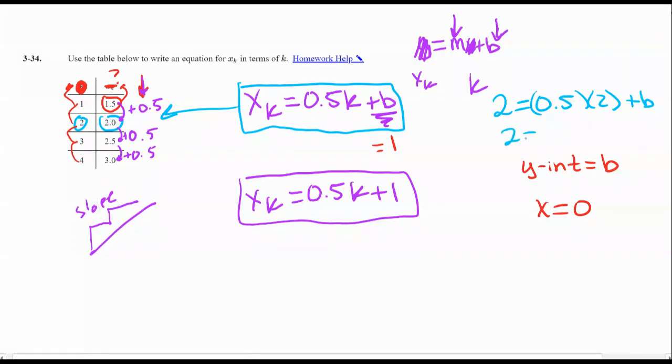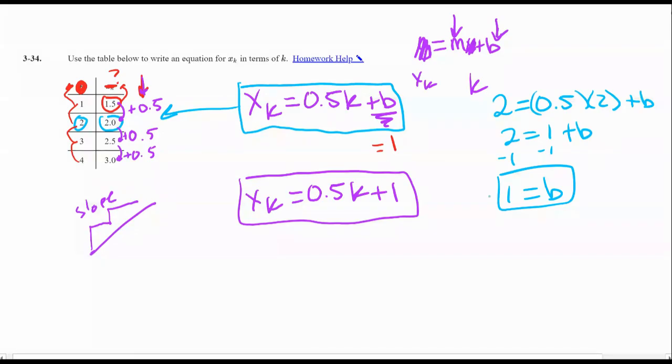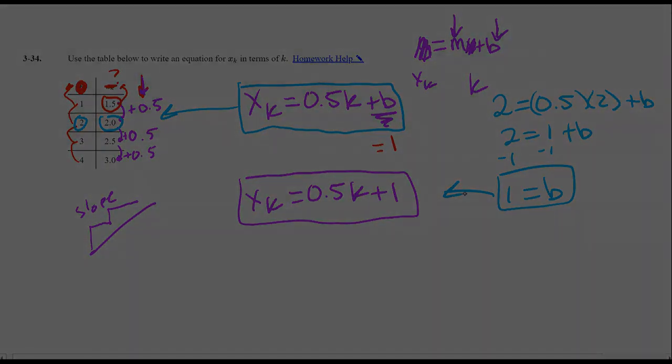So I get 2 equals 1 plus b. And then I subtract 1 from both sides. And I get b equals 1. Just another way to do it. Whatever works for you is fine. In the end, we should be writing our linear equation like so.